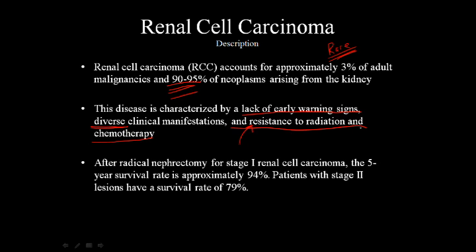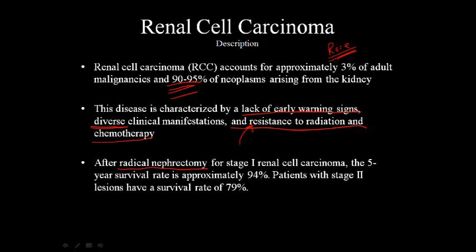Radiation and chemotherapy tend to not be as effective in this as they are in other cases. Typically, treatment involves a radical nephrectomy for stage 1 renal cell carcinoma. So usually if you're in stage 1, you're going to have your kidney completely removed, and then you're going to have some degree of treatment from that.